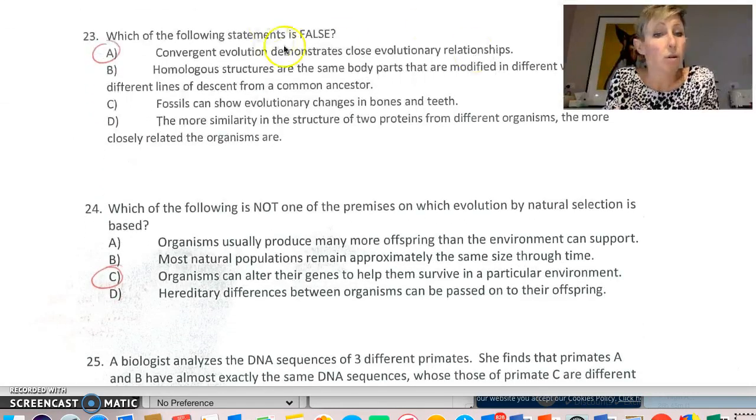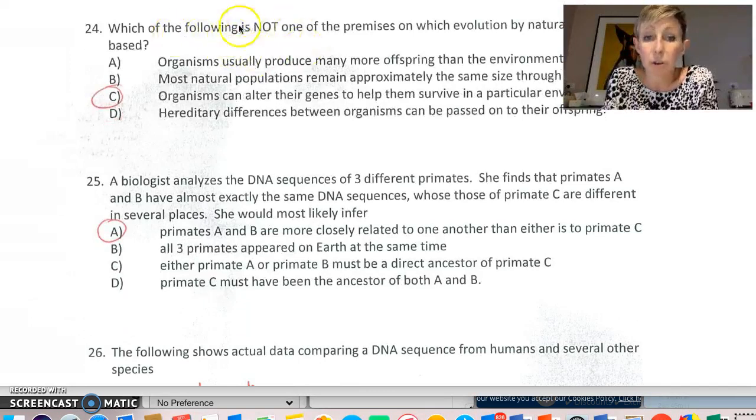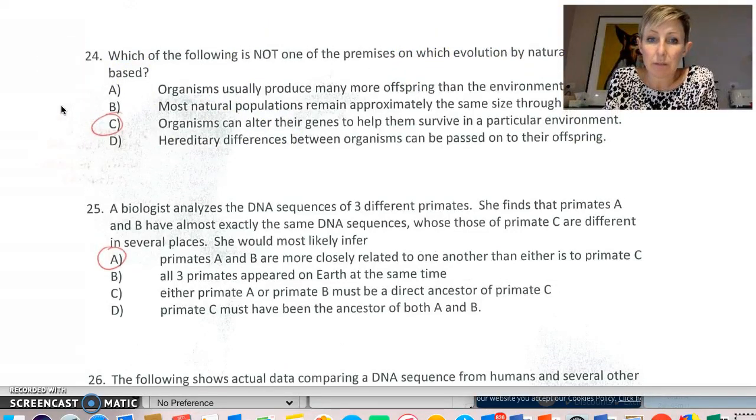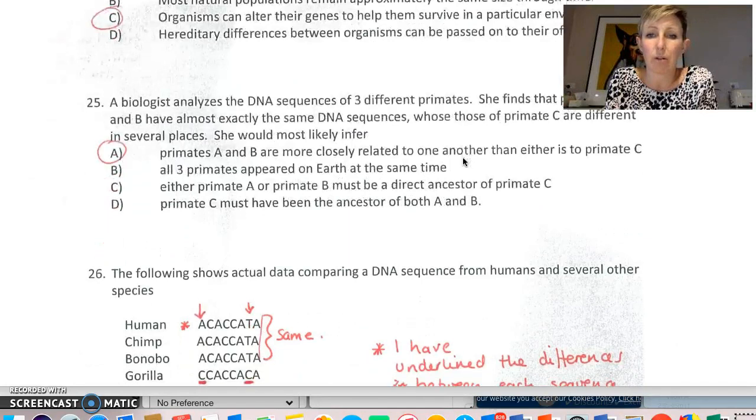Which of the following statements is false? You must underline that and focus on the word false. Convergent evolution demonstrates close evolutionary relationships. No, convergent evolution actually shows that similar selection pressures can lead to similar phenotypes, but without a common recent ancestor. Which of the following is not one of the premises on which evolution by natural selection is based? And it is not that organisms can alter their genes to help them survive in a particular environment. Of course, organisms cannot alter their own genes.